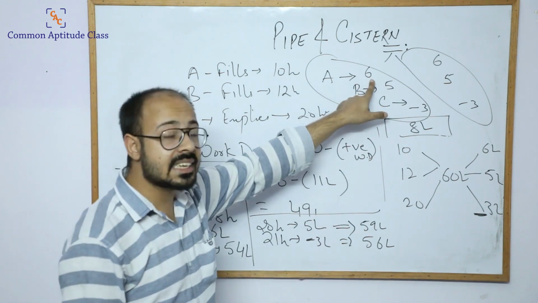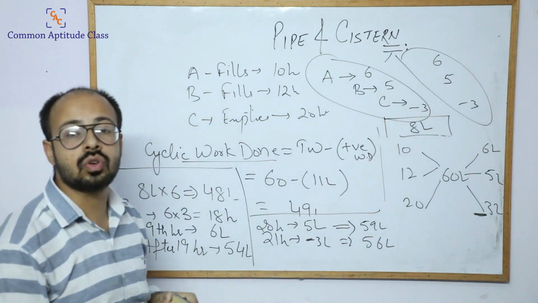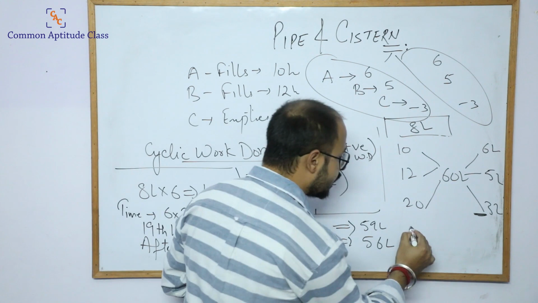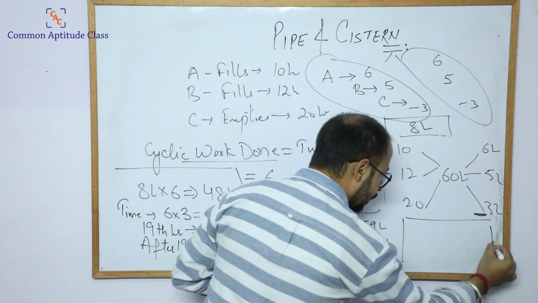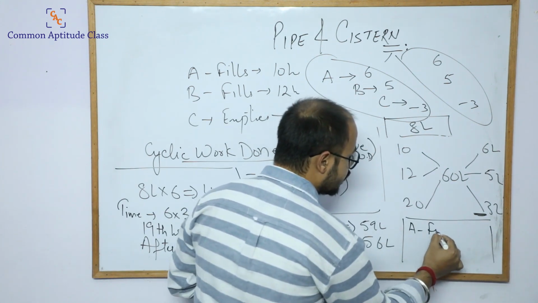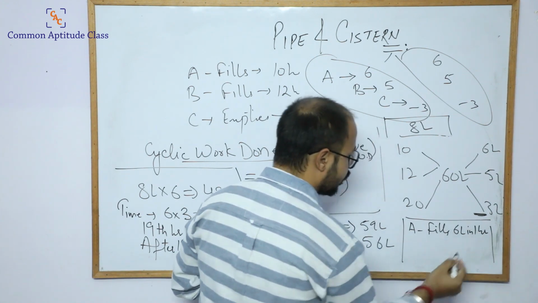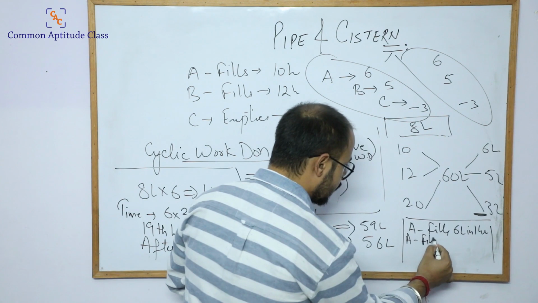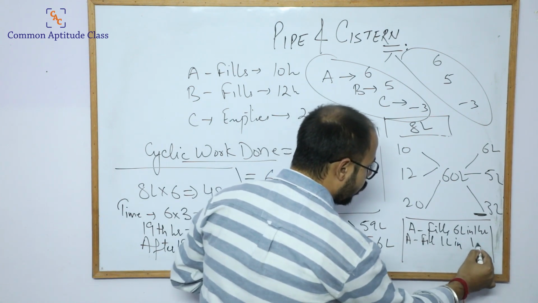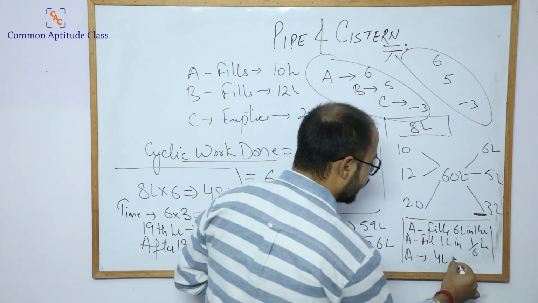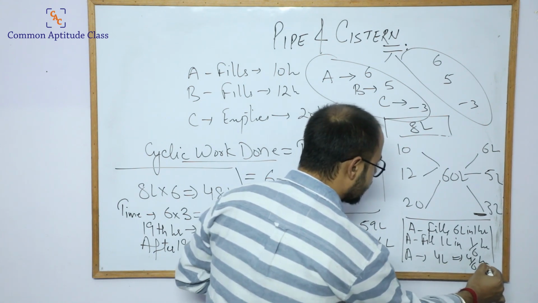A fills 6 liters per hour. So to fill 4 liters, how much time will A take? The statement here is, go in this way. A fills 6 liters in 1 hour, so A fills 1 liter in 1 by 6 hour. So A needs to fill 4 liters, it will take 4 by 6 hours.